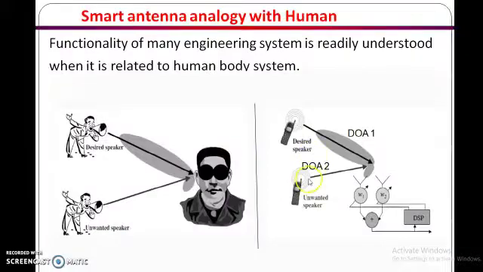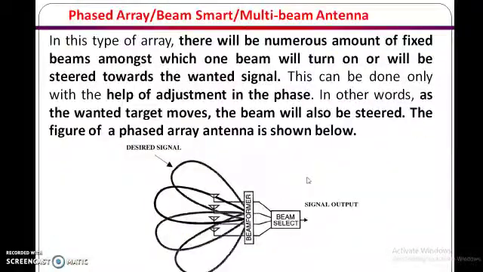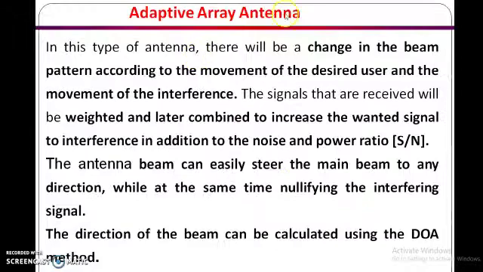Whereas in the smart antenna, it focuses the beam in a particular direction. If there is a user, the beam is focused in that direction; if there is no user, the beam will not be focused in that particular direction. So this is, we can say, the phase array with predefined beams. Okay, and this is the adaptive array.